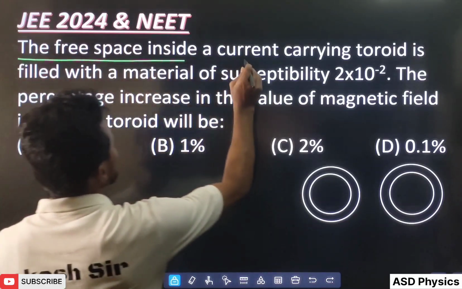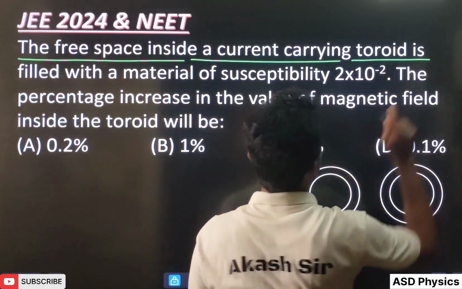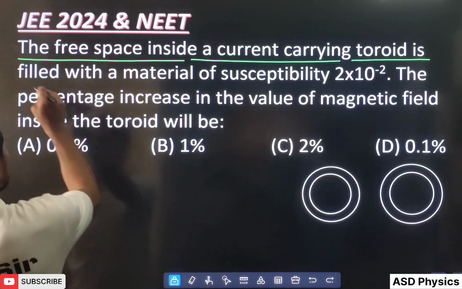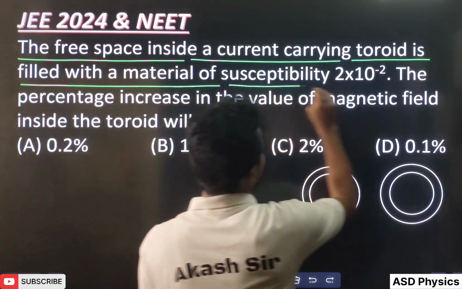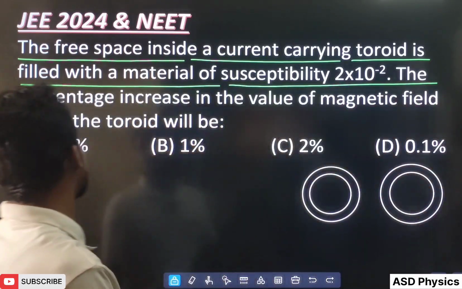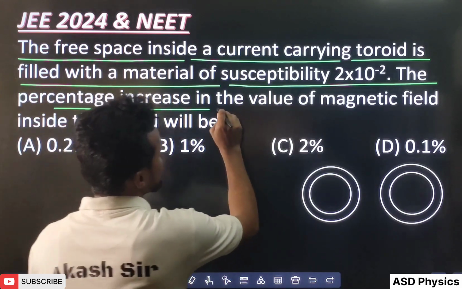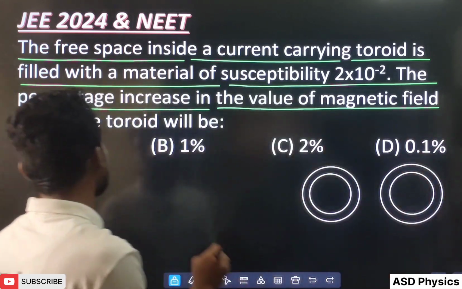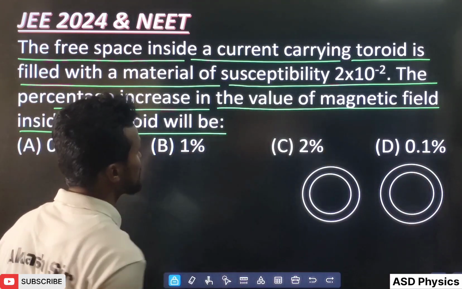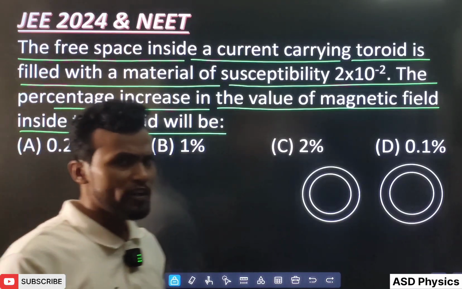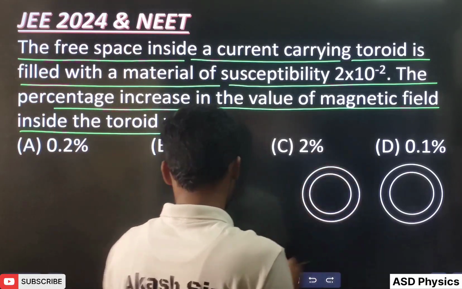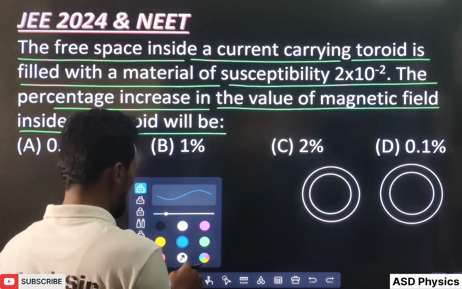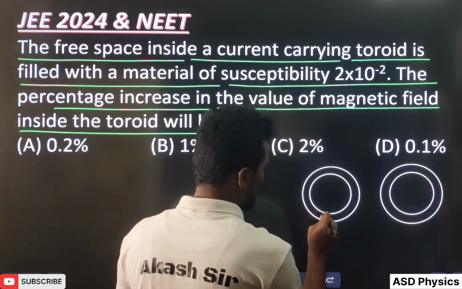So see, the free space inside a current carrying toroid is filled with a material of susceptibility, this one. The percentage increase in the value of magnetic field inside the toroid will be how much here? So remember that the toroid always looks like this, okay, just like you can see here the circles are there.